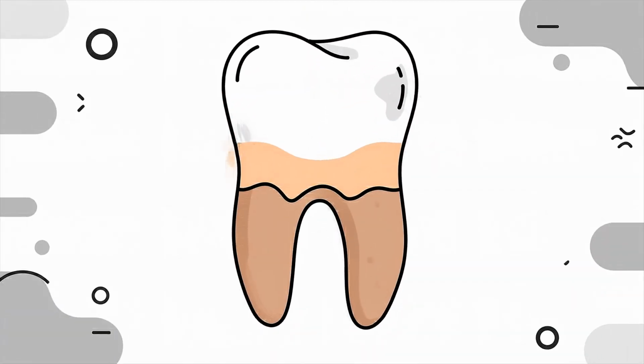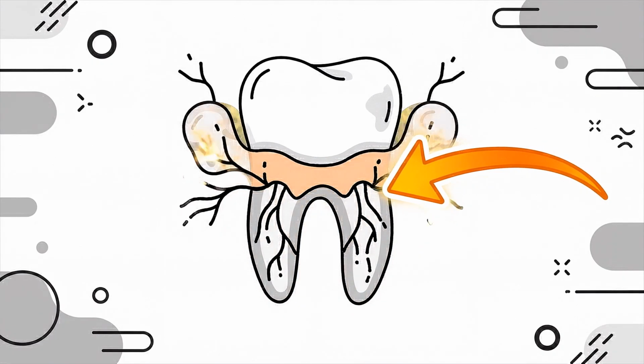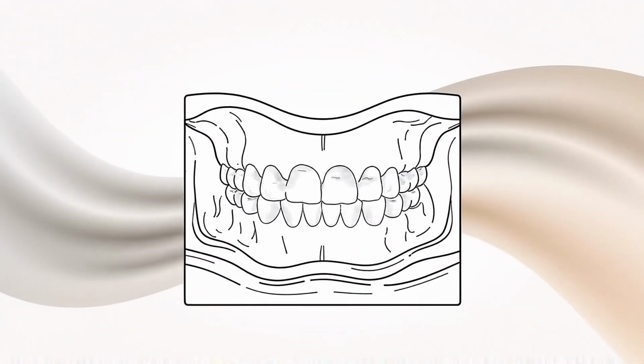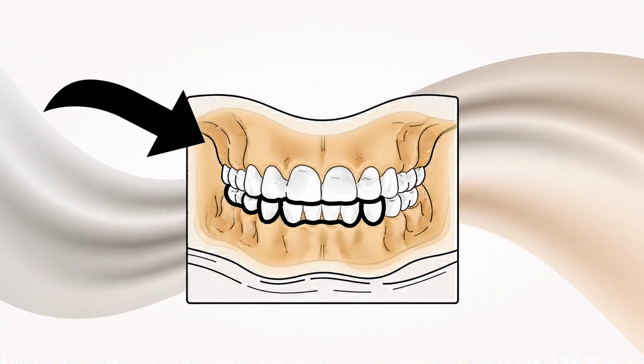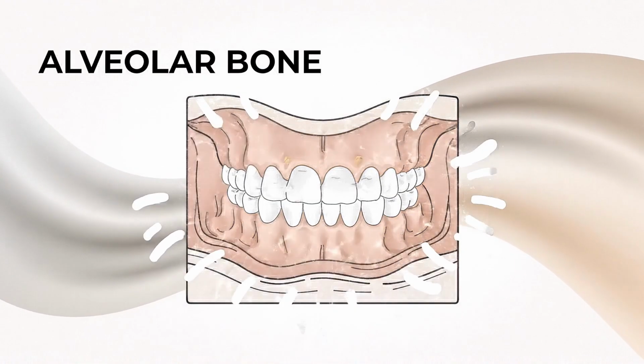Cementum. This covers your tooth root and helps anchor it to the surrounding bone through the periodontal ligament. Alveolar bone, the jawbone that holds your tooth sockets. Healthy bone is essential for keeping your teeth stable.